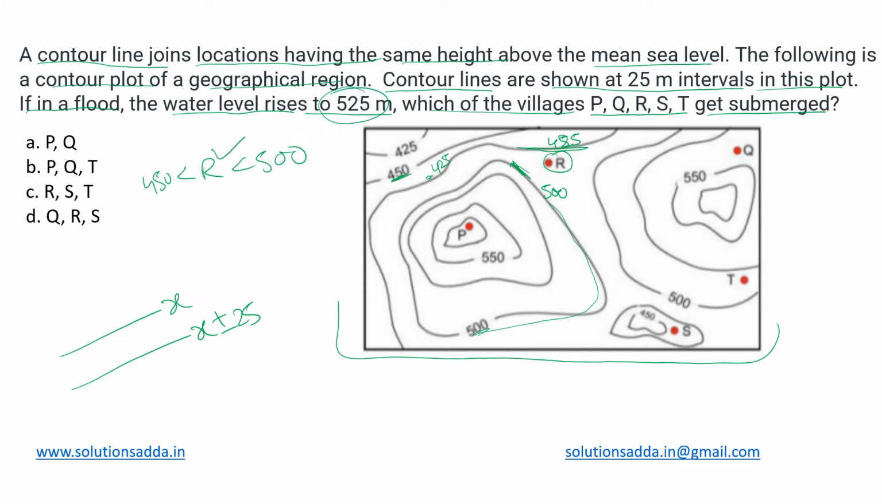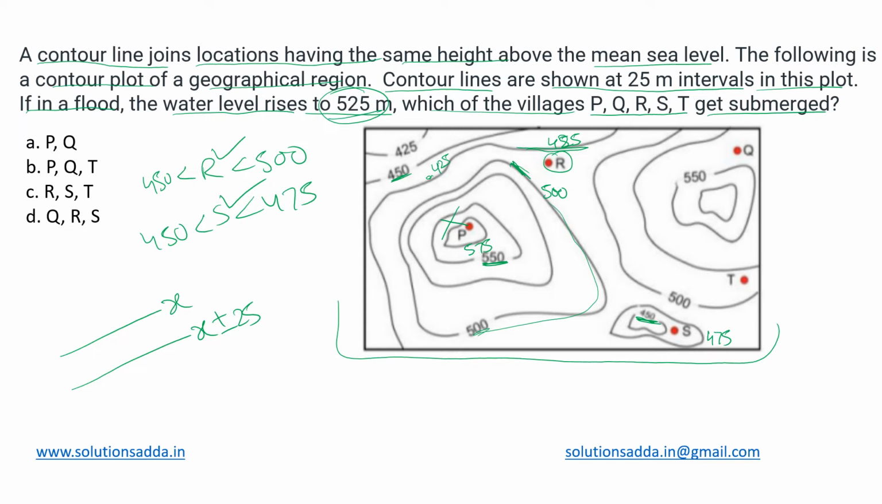of 525 meters. Looking at village P, this is 550, so the adjacent line would be of 575, means it is greater than 525 meters elevation, so P will not get submerged. And looking at village S, it is lying between these two contour lines of 450 and the adjacent one would be 475. So S is between 450 to 475, so it will also get submerged in this flood.